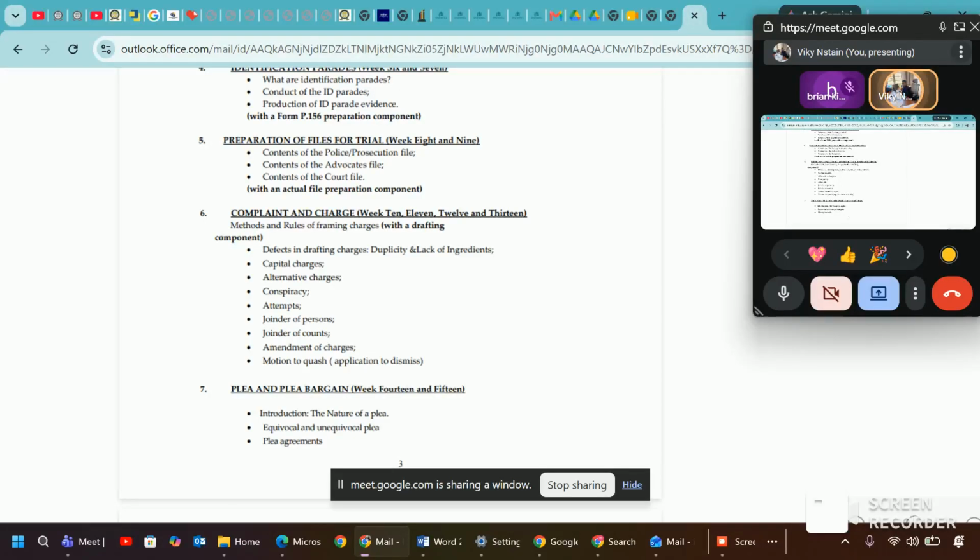Where a charge or information contains more than one count, the counts shall be numbered consecutively. Okay. Then you have description of persons, description of property, description of document, and general rule as to description. We have statement of intent. We have mode of charging previous convictions. We have use of figures and abbreviations. We have gross sum may be specified in certain cases of stealing.